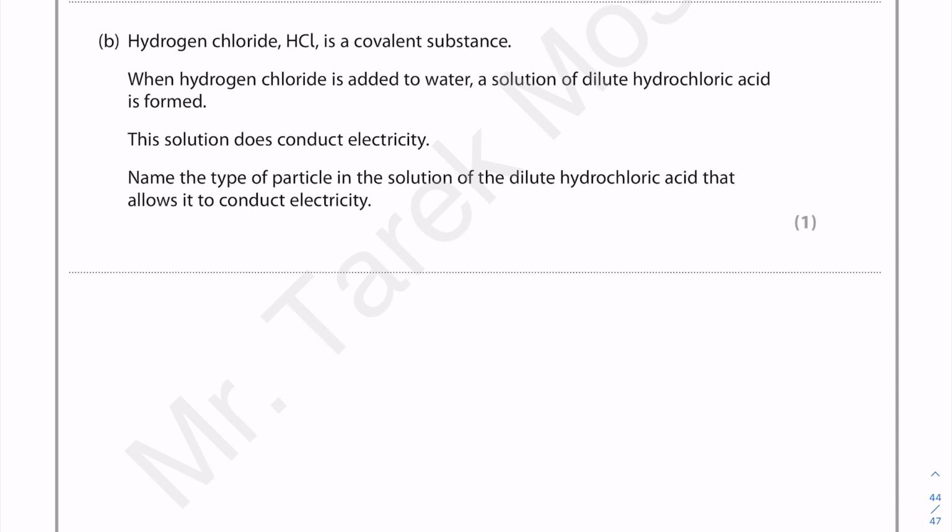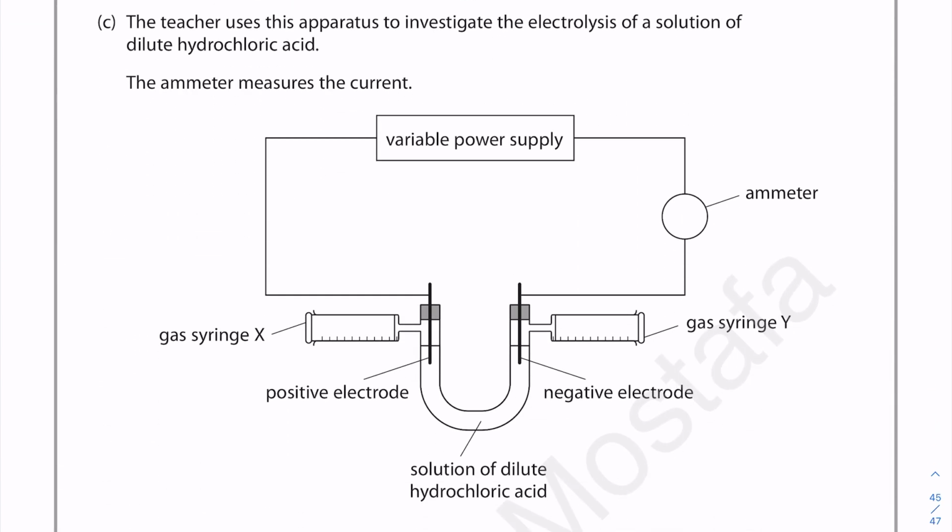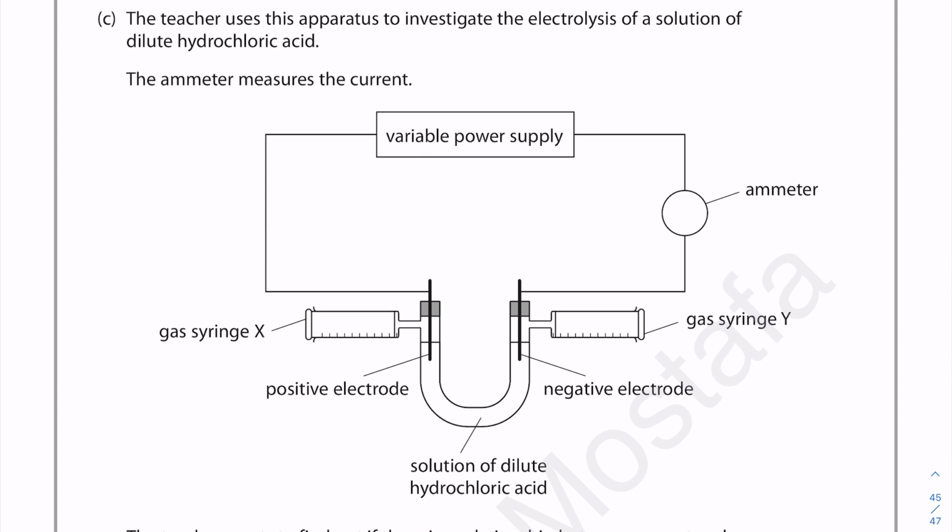Name the type of particle in the solution of dilute hydrochloric acid that allows it to conduct electricity. The ions present in the hydrochloric acid conduct electricity. Which ions? The hydrogen ions and the chloride ions. Those are the two particles that conduct electricity. Just by writing the word ions, I got the 1 mark. The teacher used this apparatus to investigate the electrolysis of a solution of dilute hydrochloric acid.